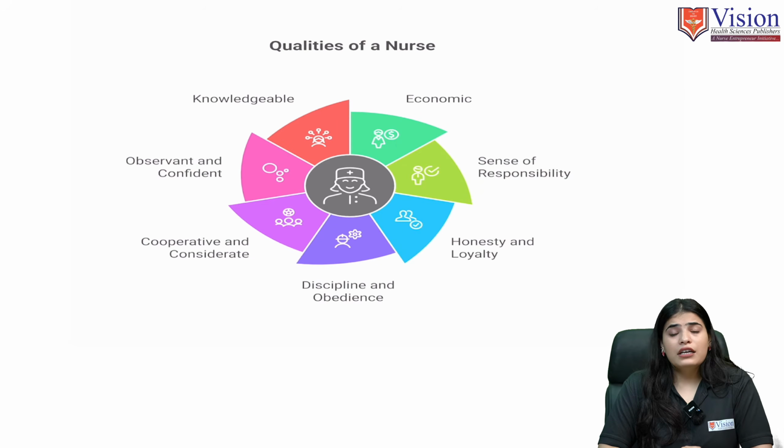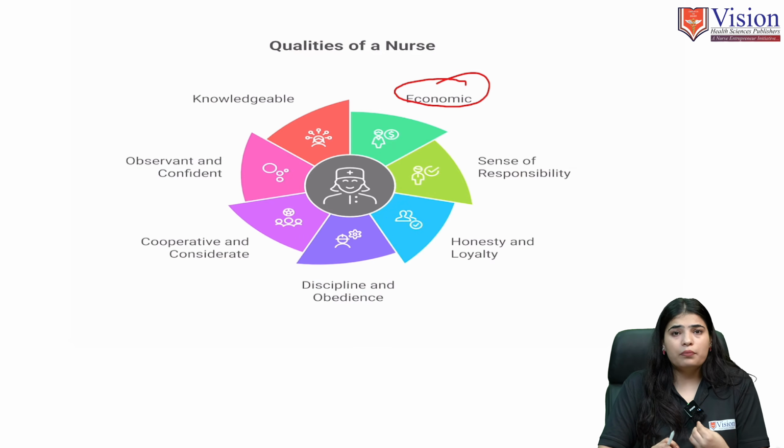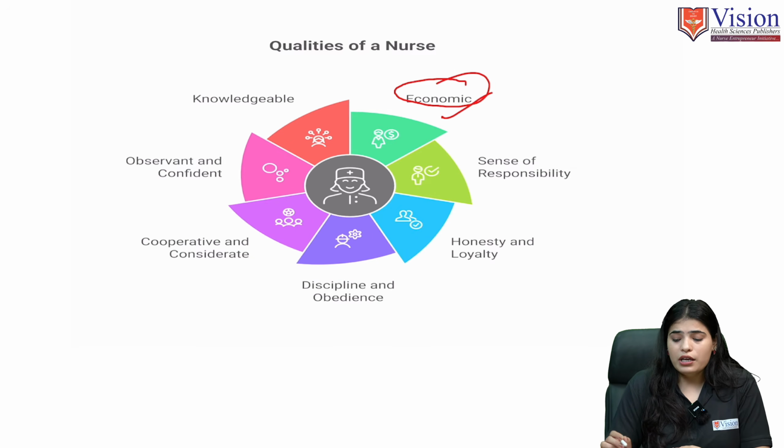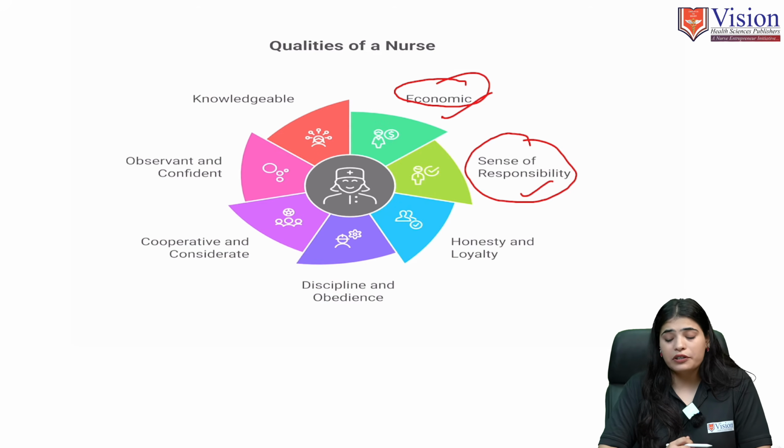So next is economic. Nurses should be economic and they have to choose whatever the perfect economic method of treatment is. Next is sense of responsibility. Whatever decision the nurse is taking, whatever care the nurse is providing, there should be a sense of responsibility and accountability. Nurses should be responsible for the actions they are taking or the decisions they are making.